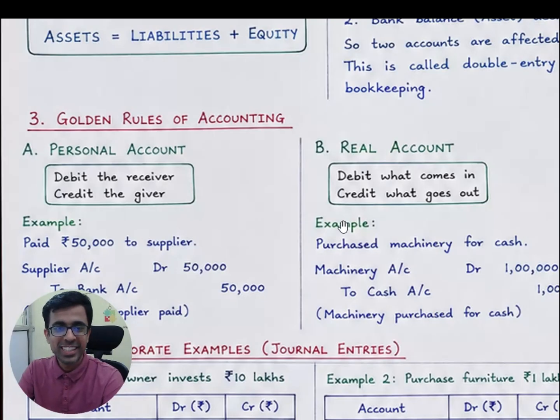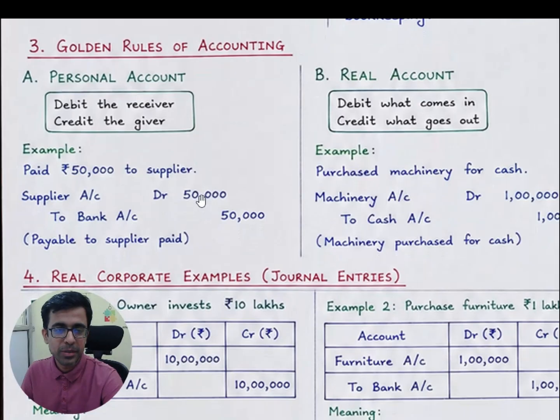Hello everybody. In this video, we will understand the golden rules of accounting. In accounts, there are always three types of accounts. One is personal account, one is real account, one is nominal account. Under the personal account, debit is always the receiver and credit is always the giver. Let's understand this through an example. For example, a supplier. Which two accounts will be debited and credited? Supplier account will be debited and bank account will be credited by 50,000 rupees.